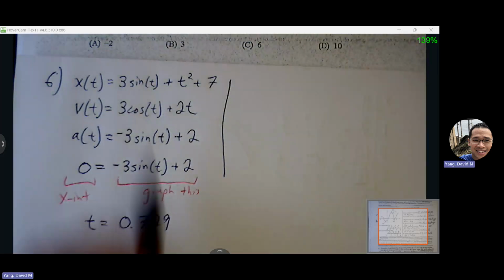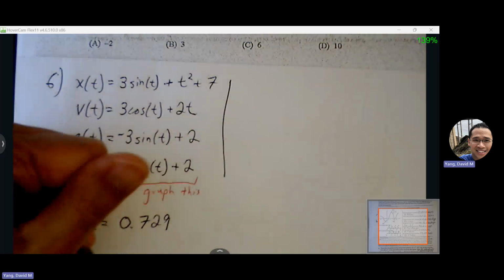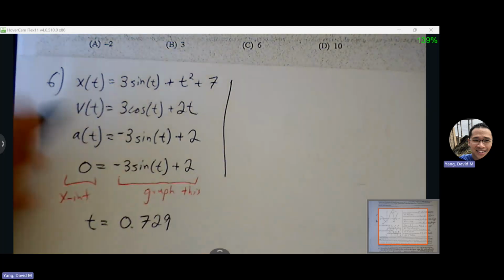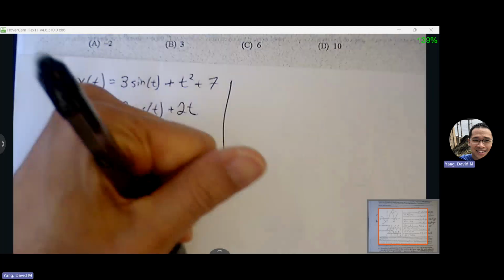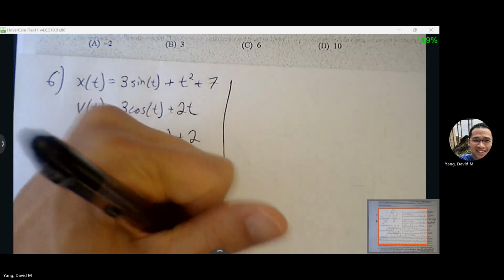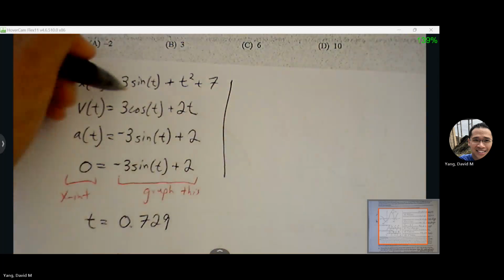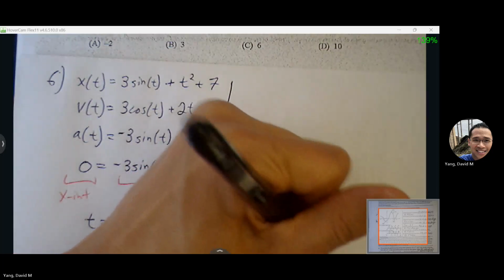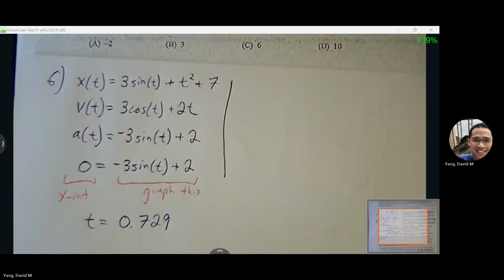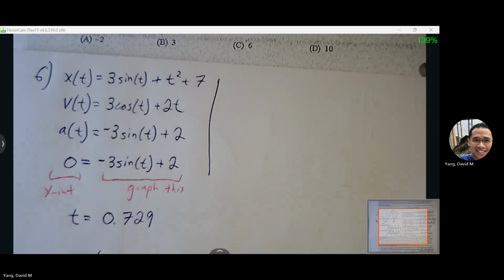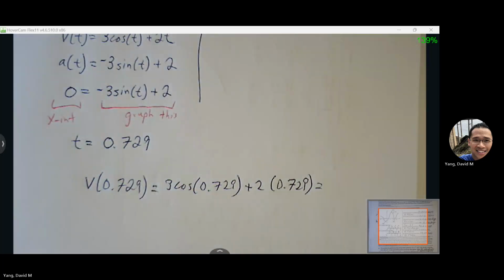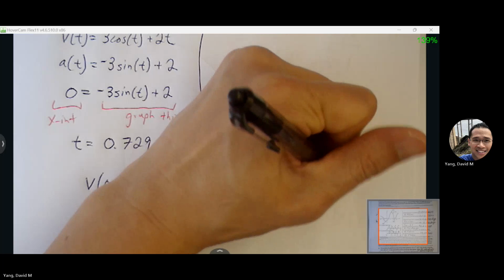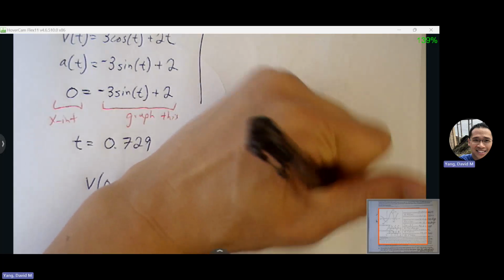And then it's asking for the velocity at this moment in time. So we'll just do v of 0.729 and just plug 0.729 in for the velocity function. And I get 3.696, which is answer choice D.